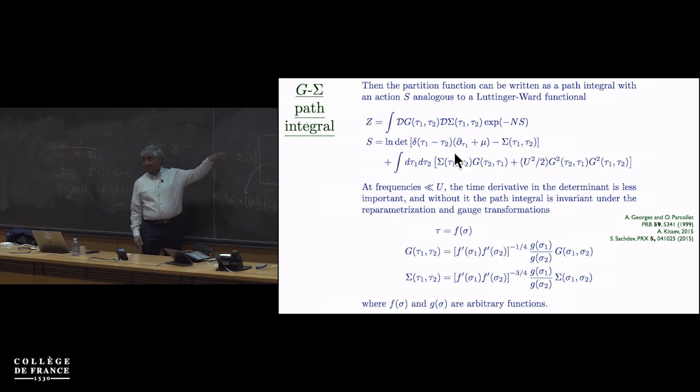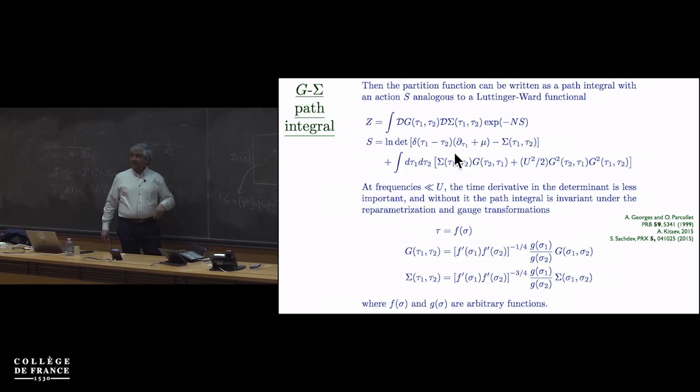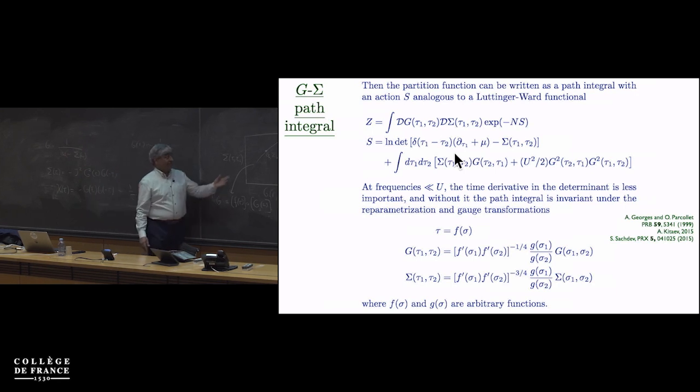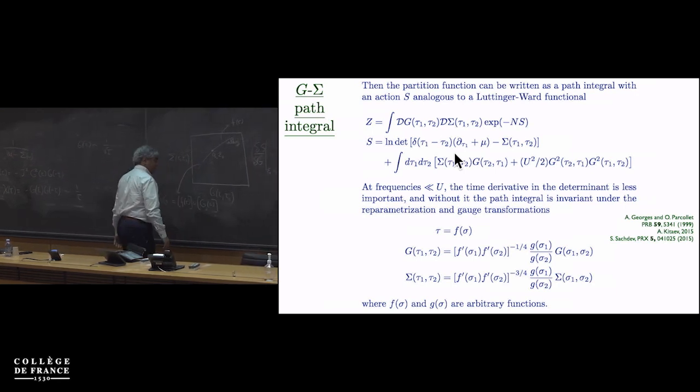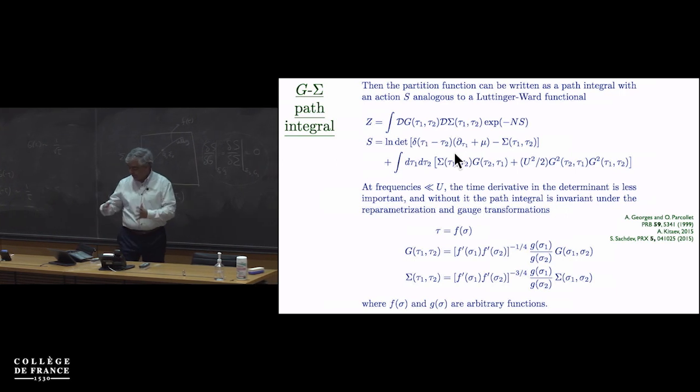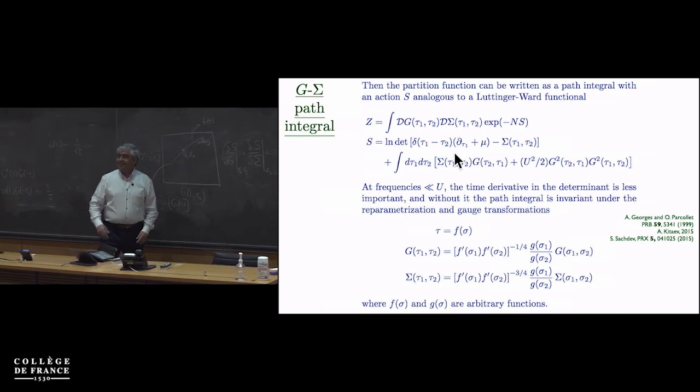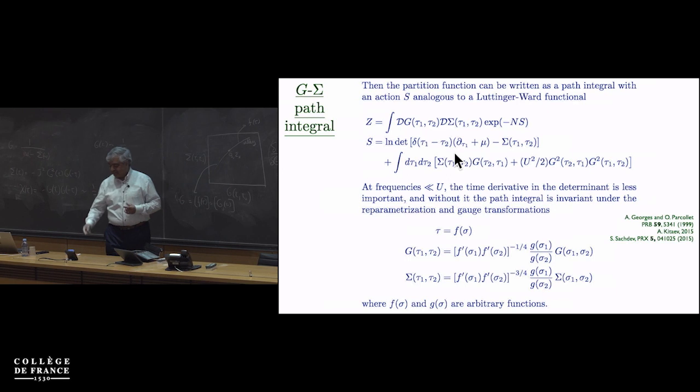Here also there's an exactly flat direction, but it's not just a global rotation. It's not SO3 or something like that. It's not a finite dimensional group. It's an infinite dimensional group. It's the set of all functions f of tau, and these functions have to obey certain conditions. They have to be monotonic, and if you have finite temperature, they're on a circle.